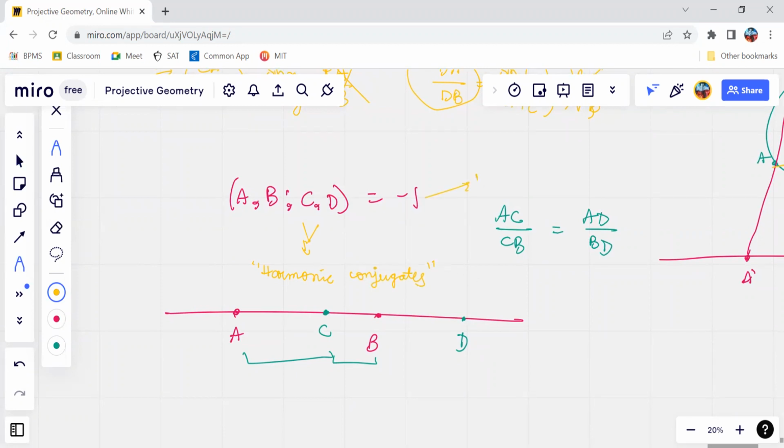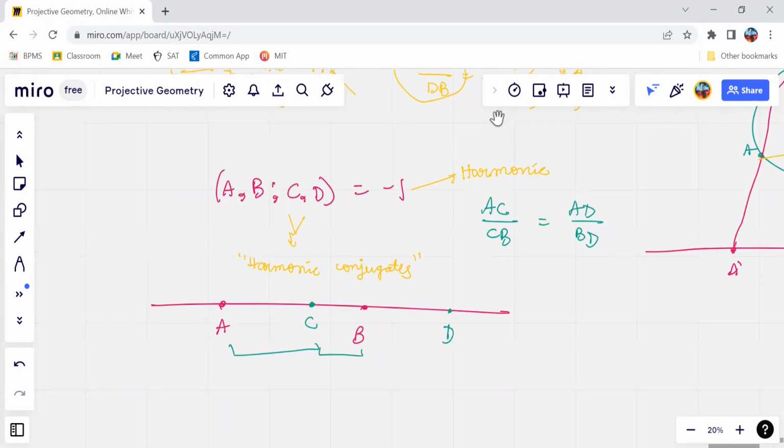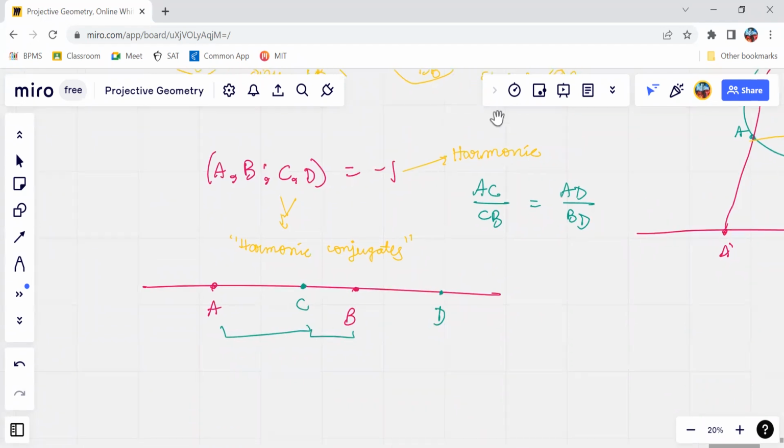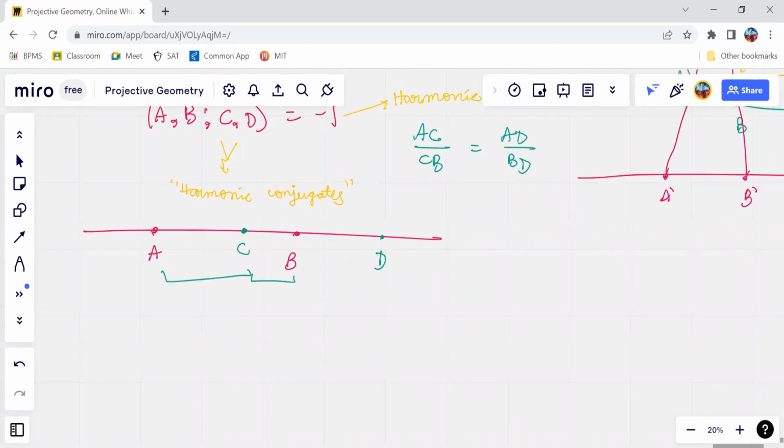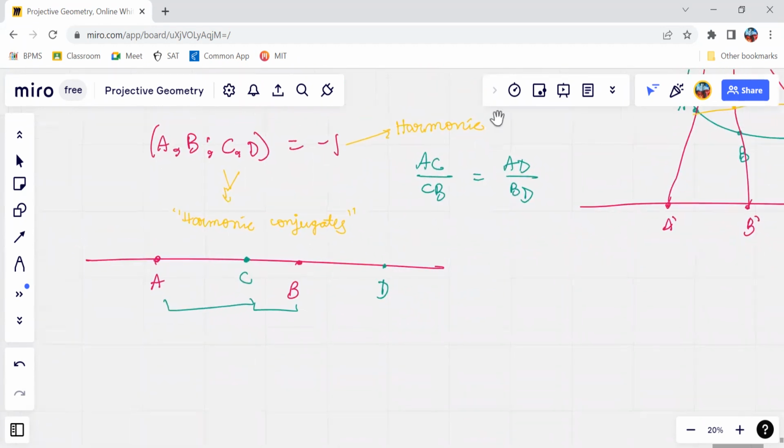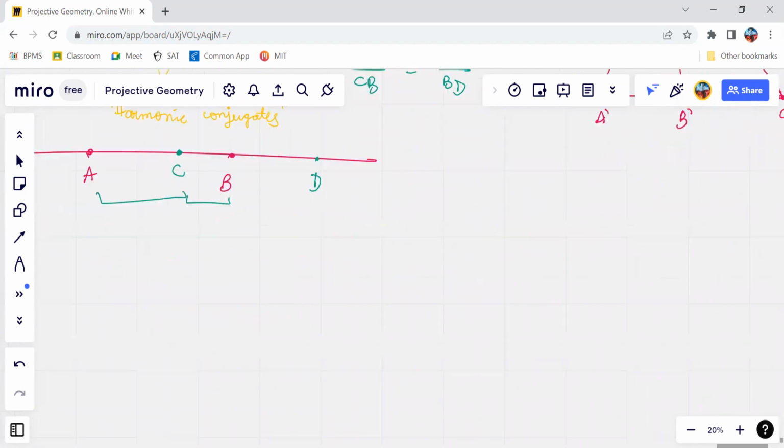And if it's -1, this is called a harmonic cross ratio. And this is also the reason certain quadrilaterals are called harmonic quadrilaterals. But we'll get to all of that later. Let's just begin with a couple of examples of why we even care about these harmonic cross ratios and why they're relevant.